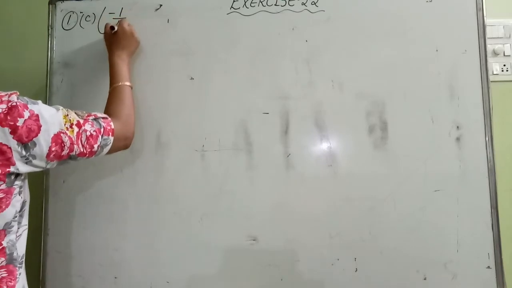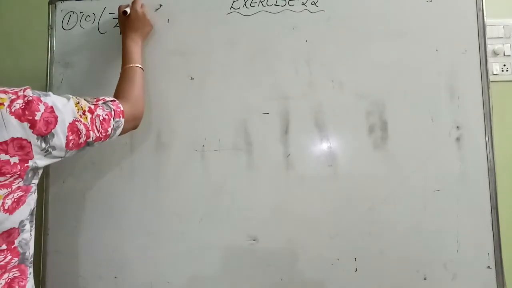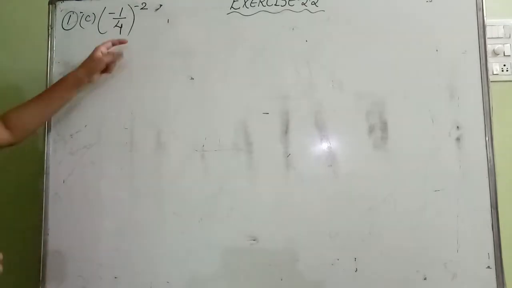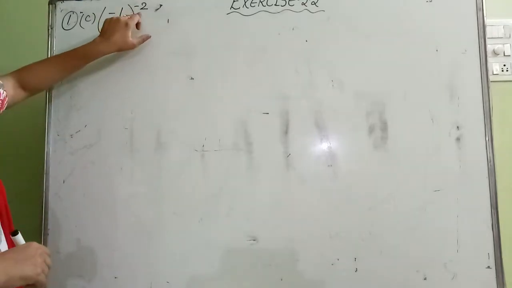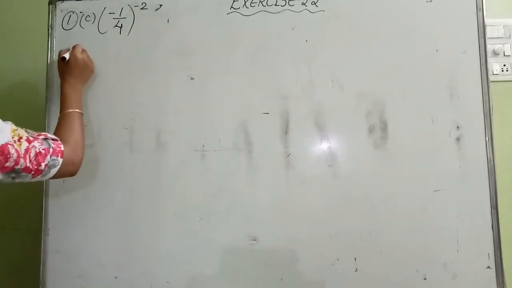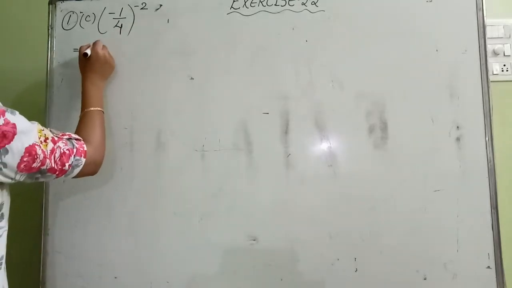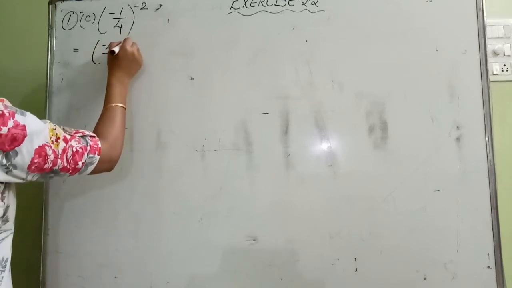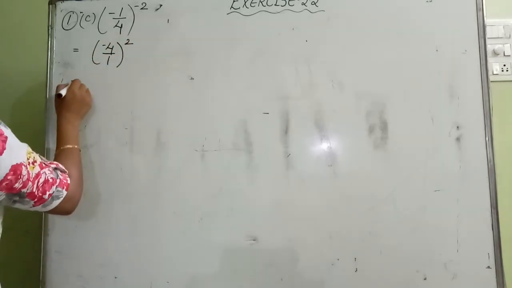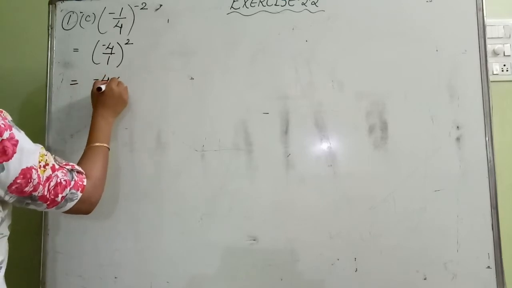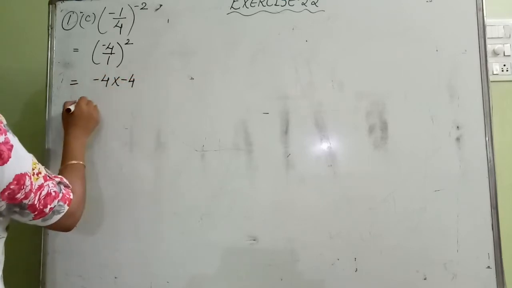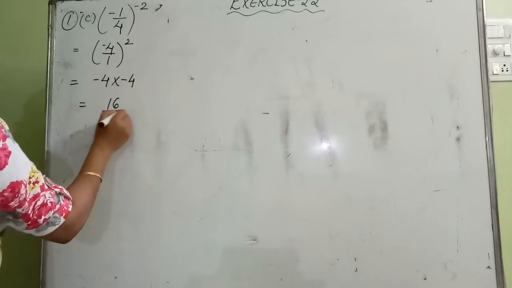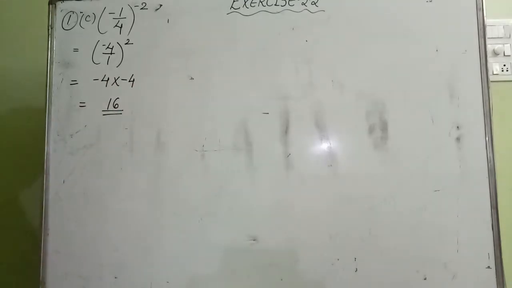Minus 1 by 4 raised to the power minus 2. We have to evaluate this. Here you can see the power is negative. We will make it positive first. So it will become minus 4 by 1 raised to the power 2. This will be equal to minus 4 into minus 4, equal to 4 4s are 16, minus into minus is plus. So our answer will be this.